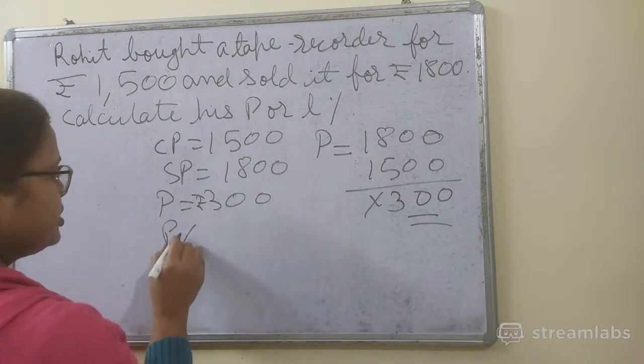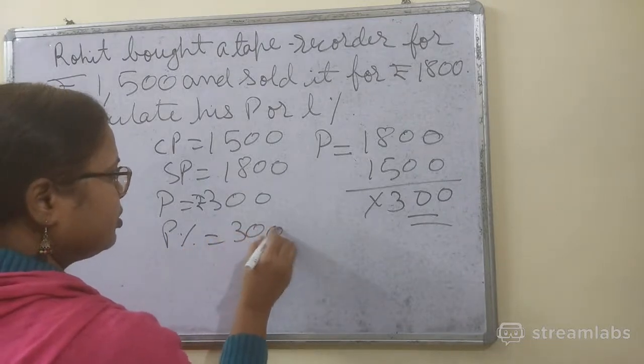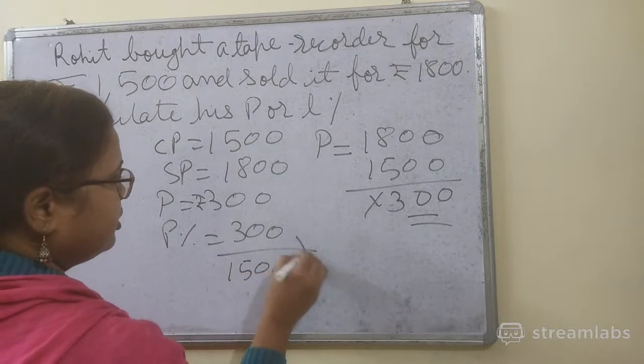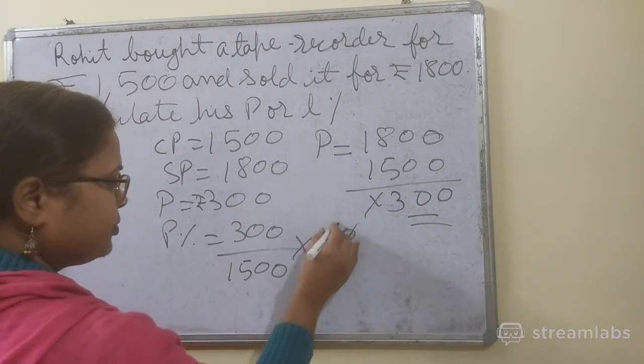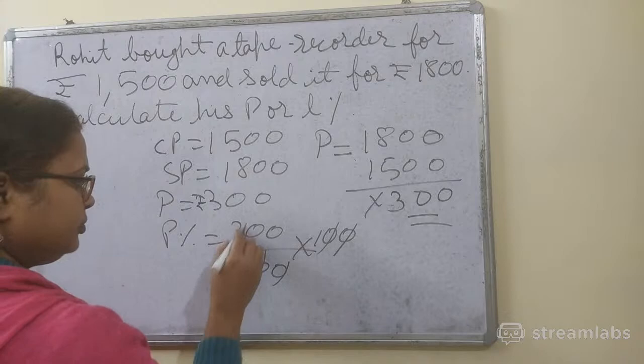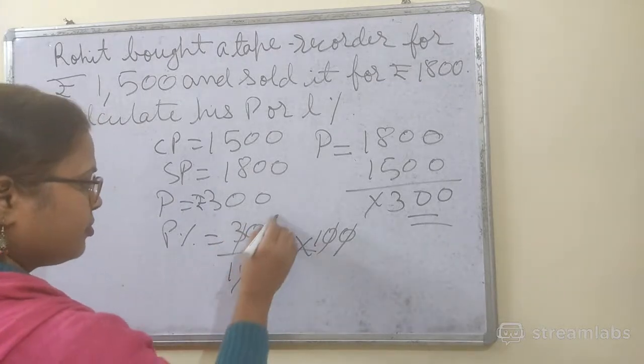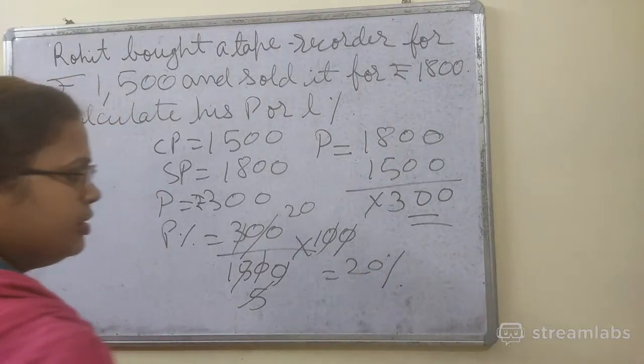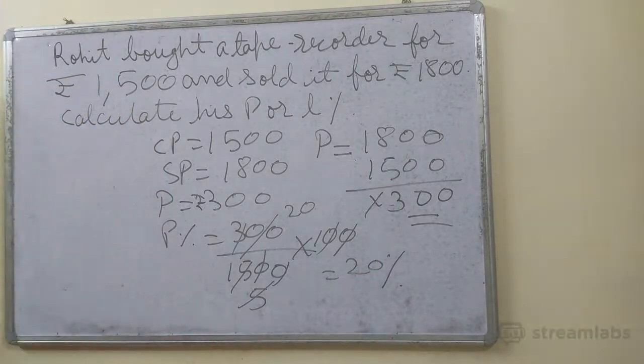And then profit percent. So profit percent will be equal to 300 by 1,500 into 100. So answer will be 20%. Clear?